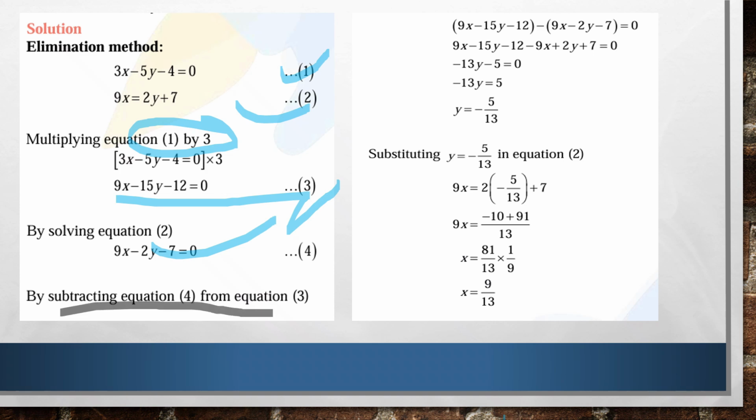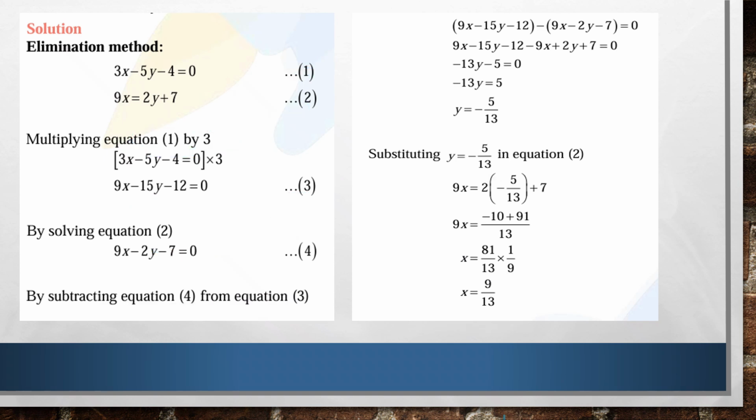Subtracting equation 4 from 3, you will get y is equal to minus 5 by 3. You substitute here in equation 2, you will get x is equal to 9 by 13. So this is regarding the elimination method.